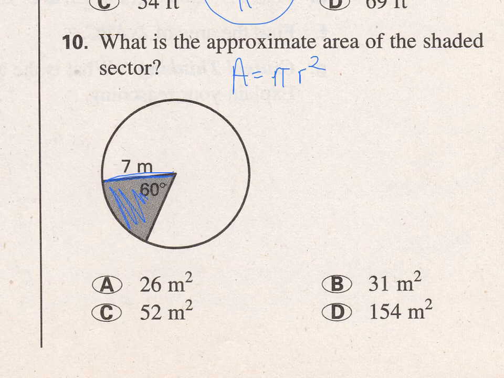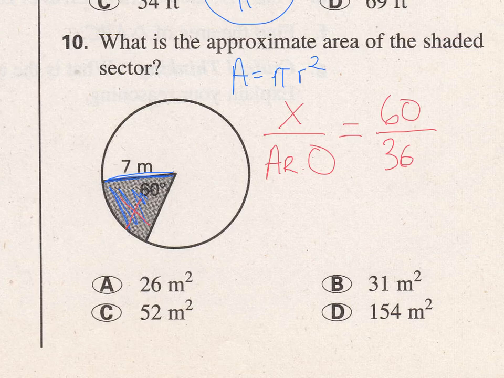Once you find that area, then we're going to call the area of this shaded part x. So we're going to say x over the area of the circle is equal to 60 degrees, because that's the angle, over 360, because there are 360 degrees in the whole circle. So take your area, plug it in there, and then cross multiply and solve the proportion to find x, which is the area of the shaded part.